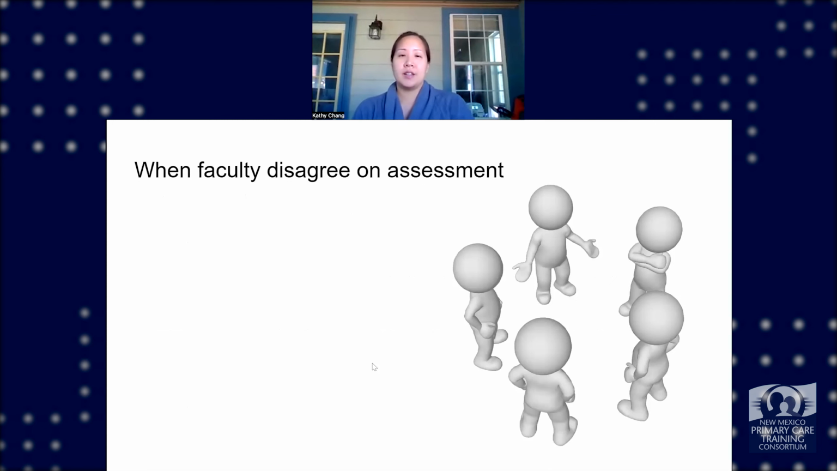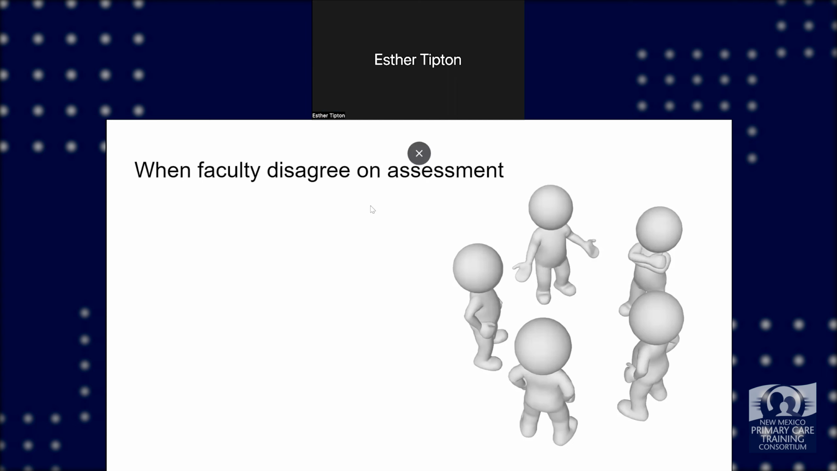So some of the issues that you might come across, right, as you are doing more and more resident evaluations and doing the summative, this is the summary of how they're doing, is that you end up with things like faculty disagree. What would you do then? Scissor, paper, rocks.